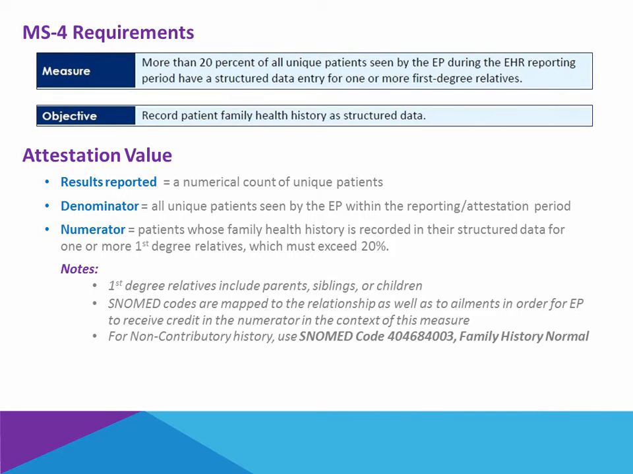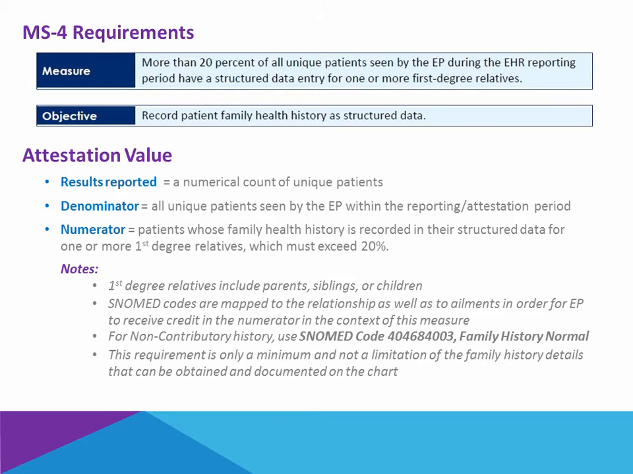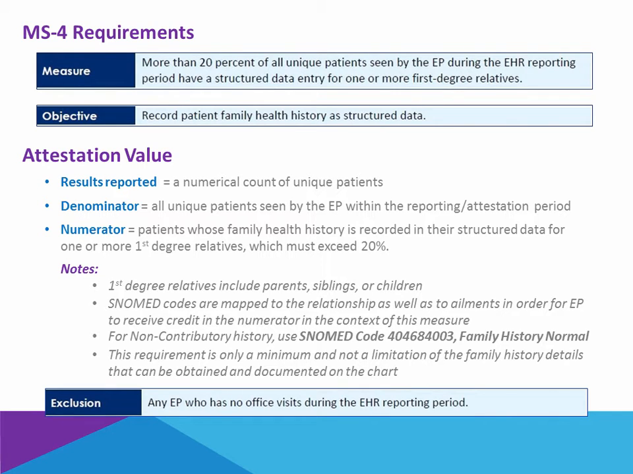For non-contributory history, there is a general SNOMED code that you will be able to use called normal or non-contributory family history. And finally, even though the requirement is first-degree relatives, this is not a limitation. You are certainly able to obtain family history beyond first-degree relatives, but in the context of Menu Set 4, it is only looking for first-degree relatives, and they must have a SNOMED code mapped. The only exclusion available would be for providers who have no office visits during their reporting period.